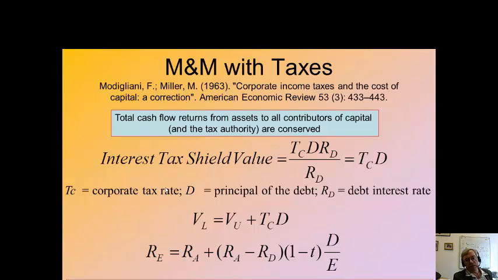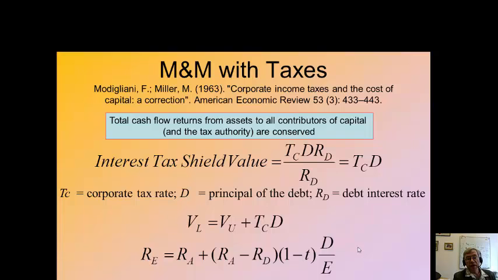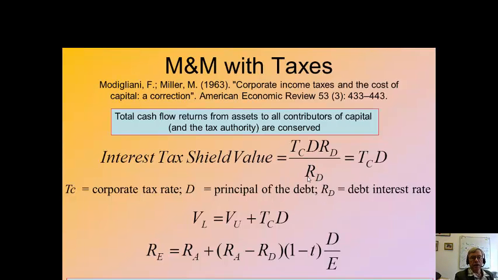You can think of the interest tax shield value as a perpetuity. The value of a perpetuity is simply its annual cash flow divided by the interest rate, and the annual cash flow of the perpetuity is the taxes saved on interest, that is, the tax rate times the interest. The interest is simply the principal of the debt times the interest rate. So it's the tax rate times the principal times the interest rate divided by the interest rate, or the tax rate times the total debt.